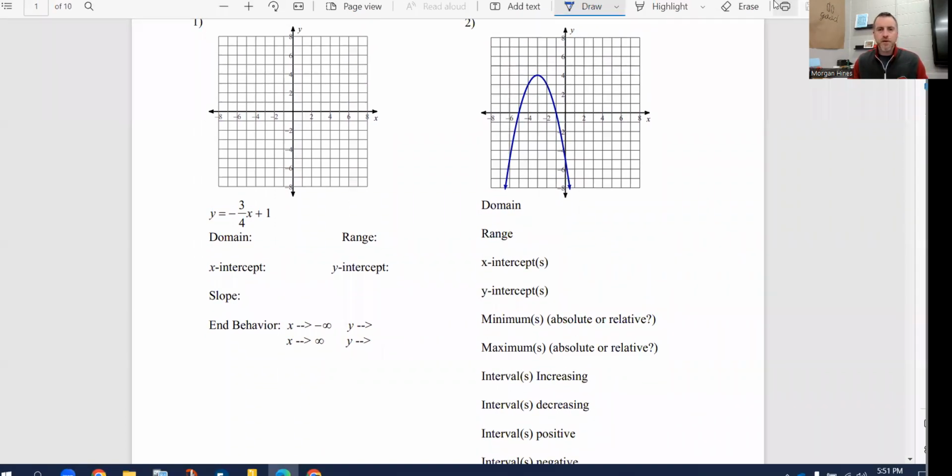So first off, there are some key things that you need to know, like the minimums and maximums, the x-intercepts, and the domain, to name a few. And those really guide everything else.